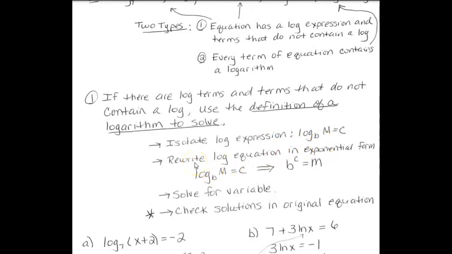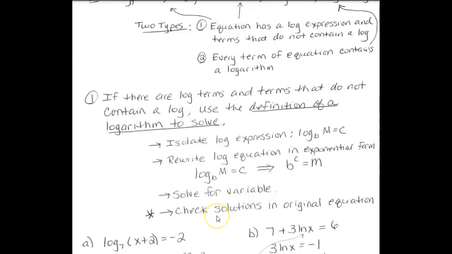Once it looks like that, we're going to rewrite this log equation in exponential form. This is just the definition. If we have log base b of m equals a number c, this is, remember, equivalent to b to the power of c equals m. So we can write b to the c equals m from there. Your variable's likely to be contained right here in the expression m. Then we're going to solve for the variable.